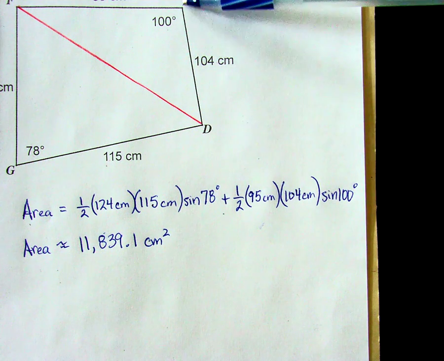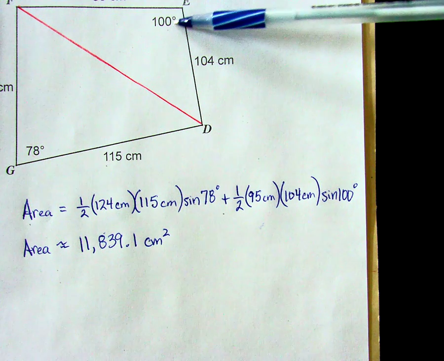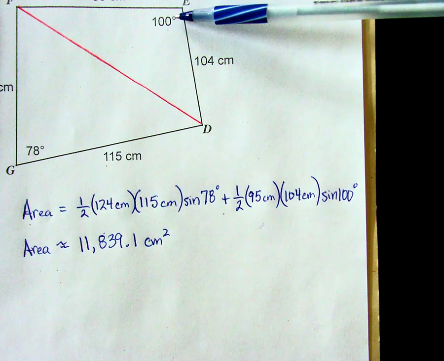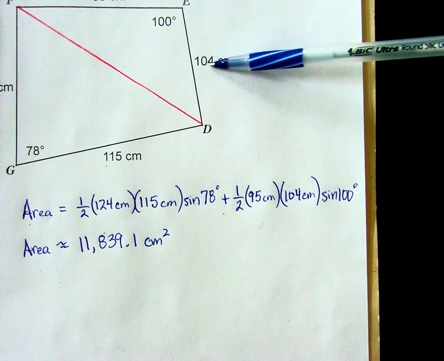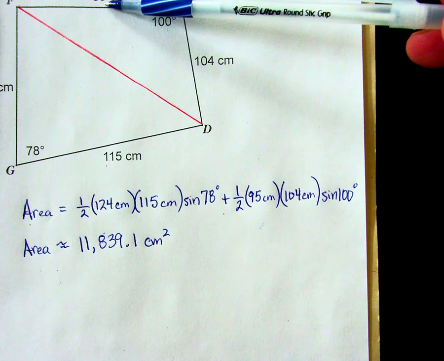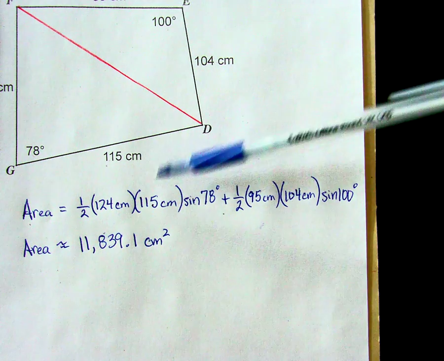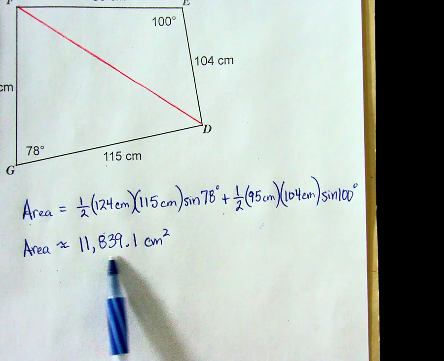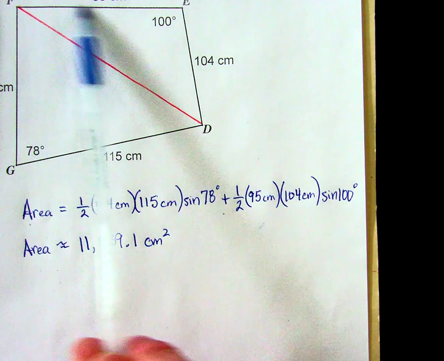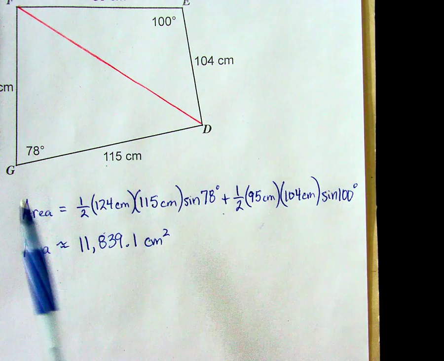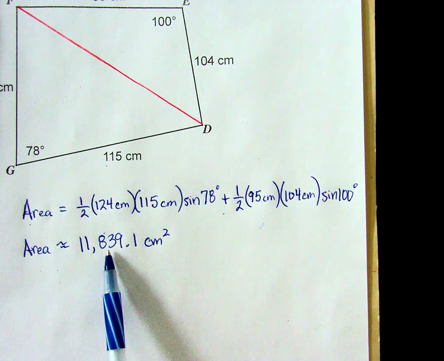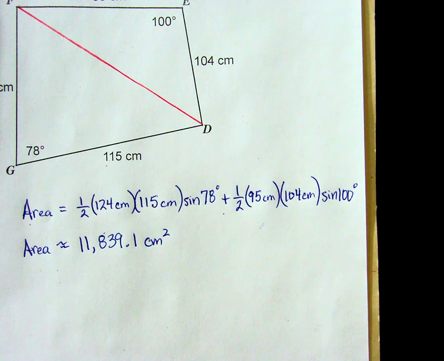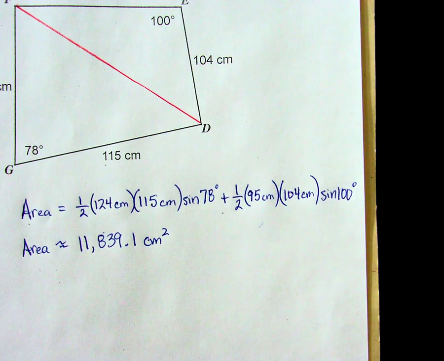Well, if I just made an estimation here, 100 degrees is a little bit bigger than 90. This is about 100. 100 times 95 would be 9,500. This triangle is a little bit smaller than this one, but 9,500 for a rectangle that's 95 by 100 is pretty reasonable that this would be the correct answer, since this is a little bit bigger on this end. Okay, those are the two examples for areas using the sine.